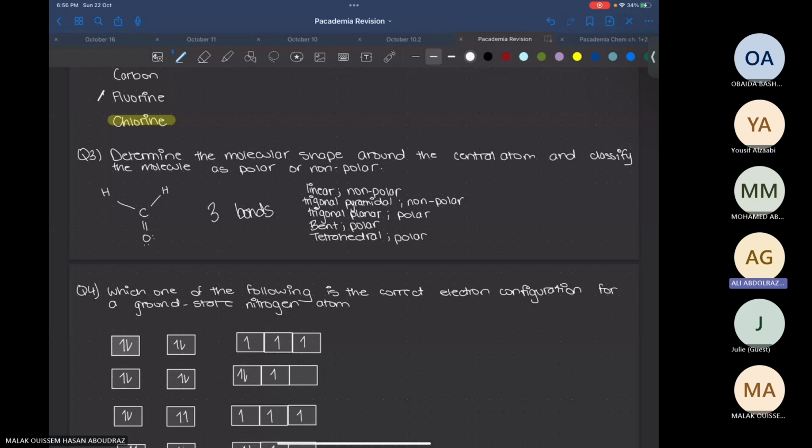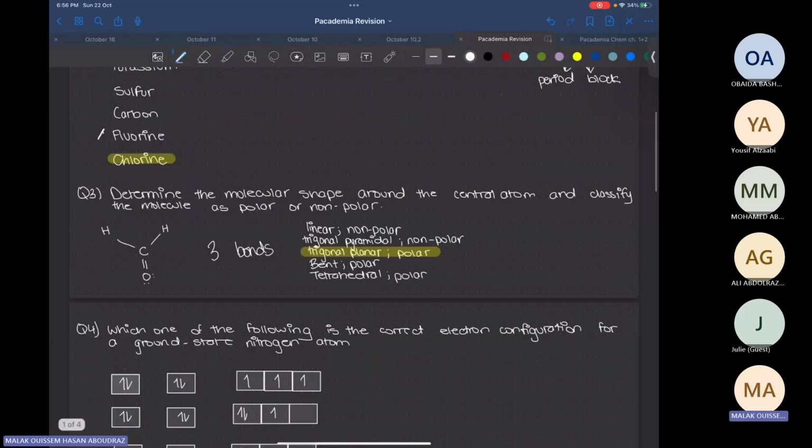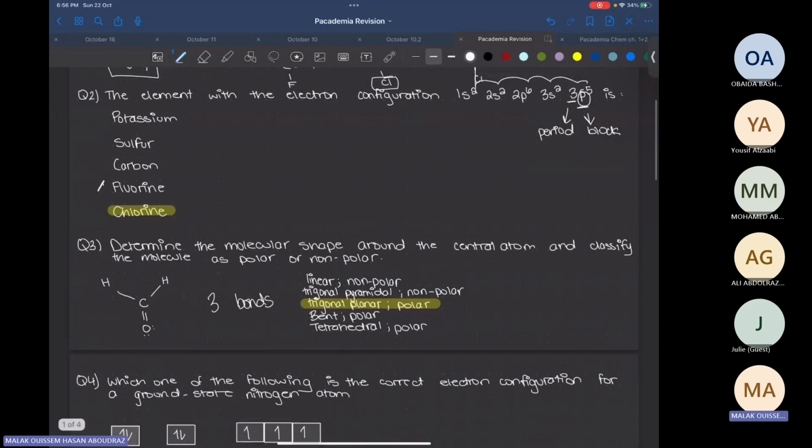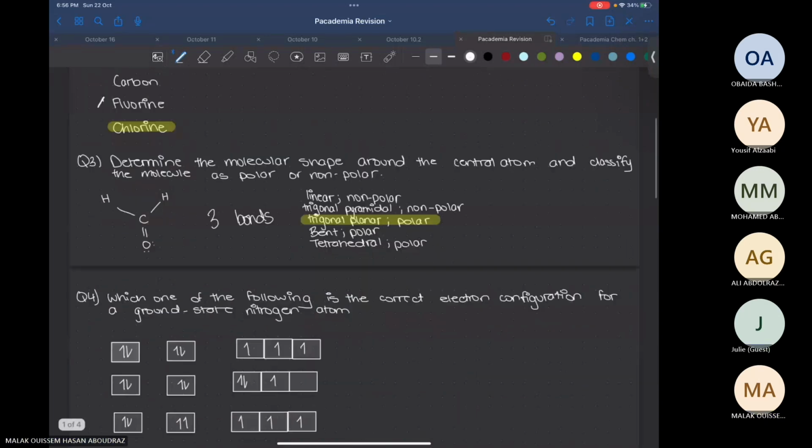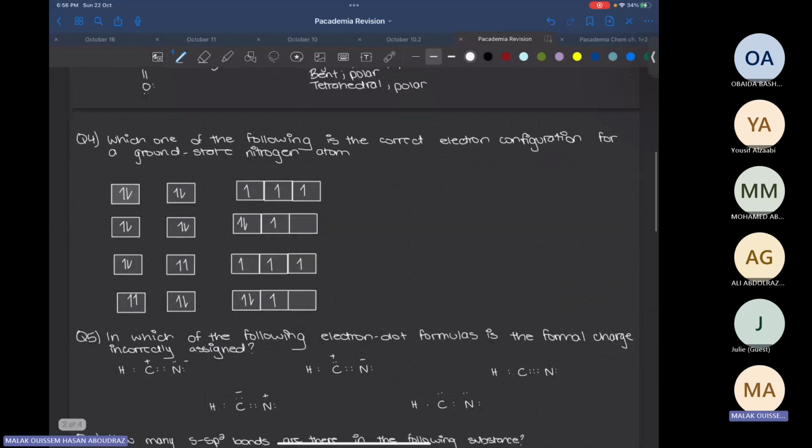Now in this case, is it polar or non-polar? It is polar. And why is it polar? Because it's unsymmetrical. Exactly. Okay. So everyone got this question? Yep. All right, next question.